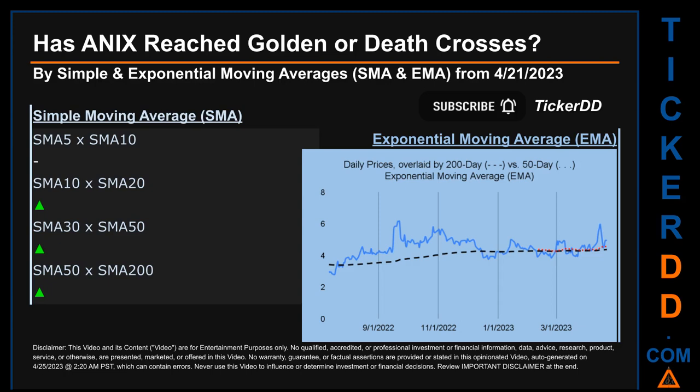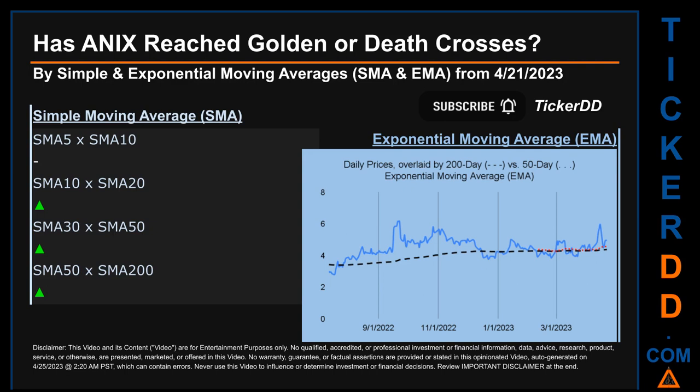Vice versa, a death cross is a bearish signal when the short-term crosses below its long-term moving average. For our opinionated analysis of third-party and abstracted data, we decided to look at both simple moving average, SMA, and exponential moving average, EMA. The latter calculates moving average by giving more weighting to recent prices. For EMA, you can be the judge.